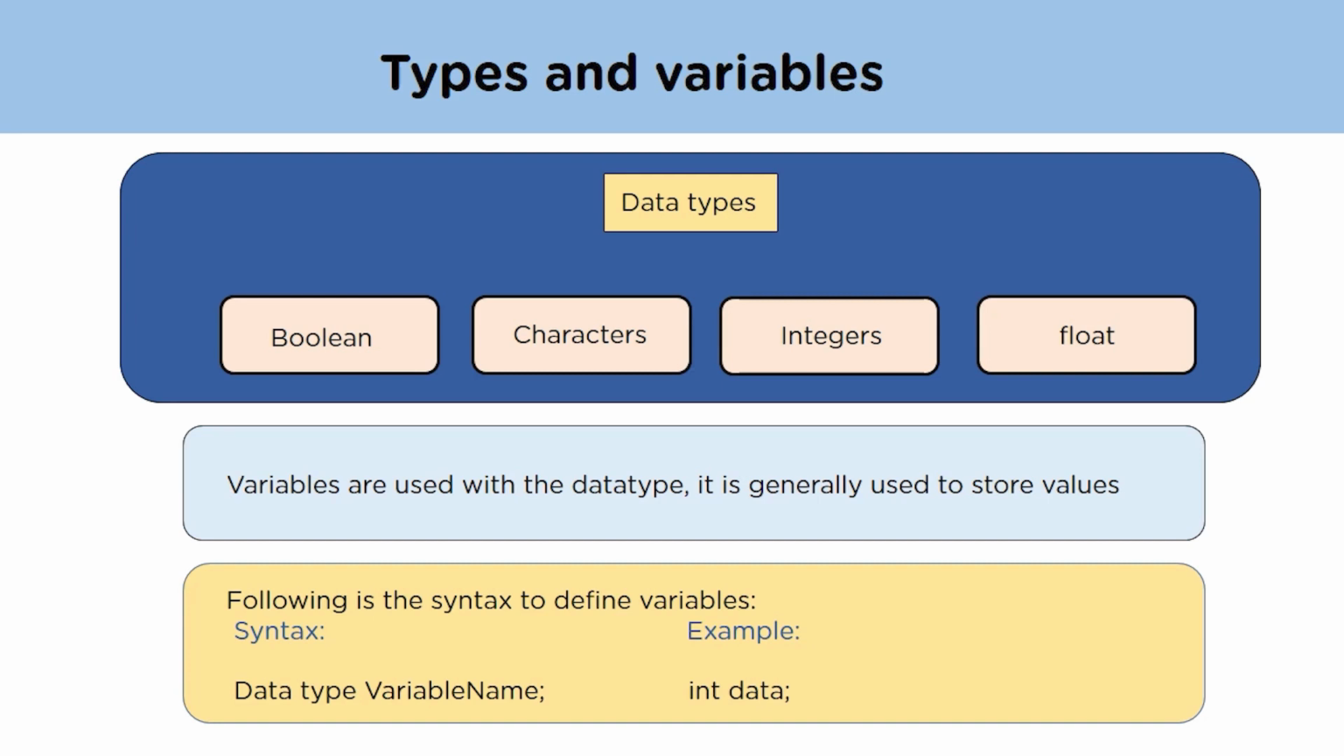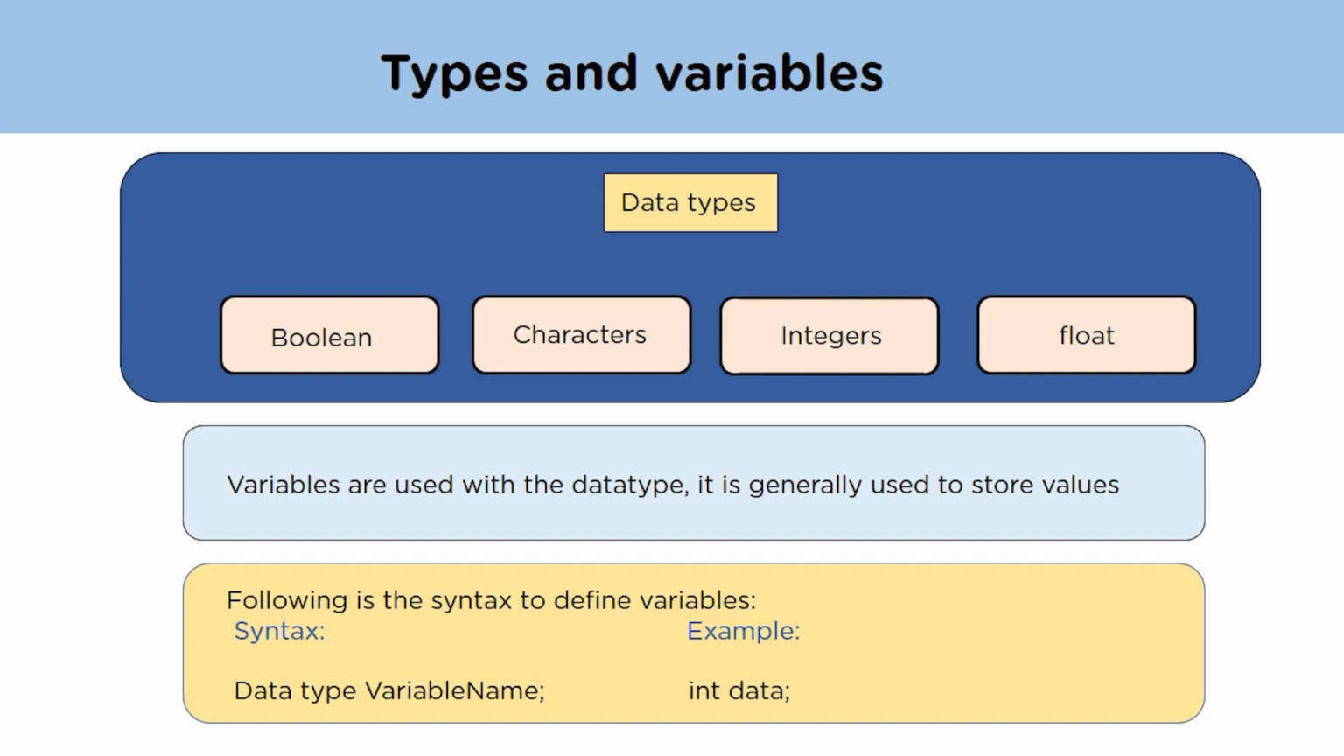Next is the character data type. This character data type is used when we are dealing with alphabets and symbols, and it is used to hold a single character within the variable. Integer data type. This data type is used for integer values. They can be both positive and negative. Next is the float data type. Float is used when we want to store values that are in decimal form.